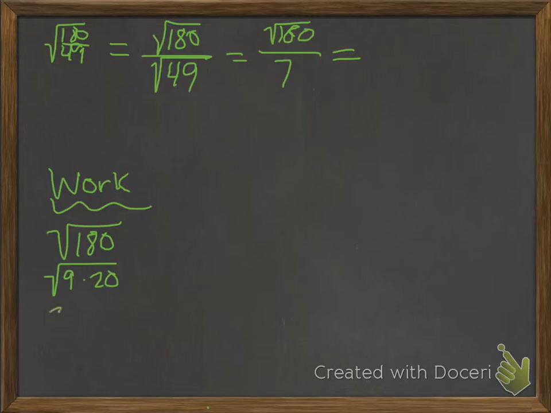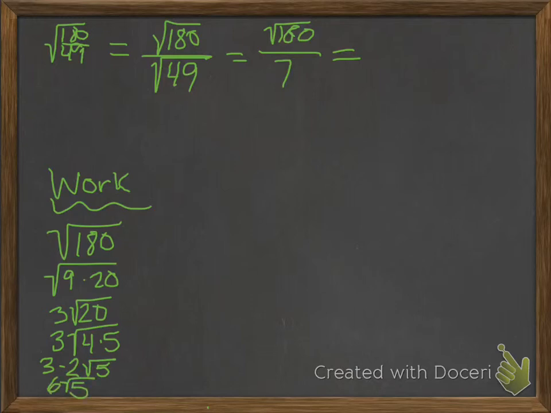The square root of 9 is 3. We have the square root of 20. So the square root of 20 is the same as 4 times 5. So we have 3 times the square root of 4 is 2, and we have the square root of 5 left over. So we have 6 square roots of 5.